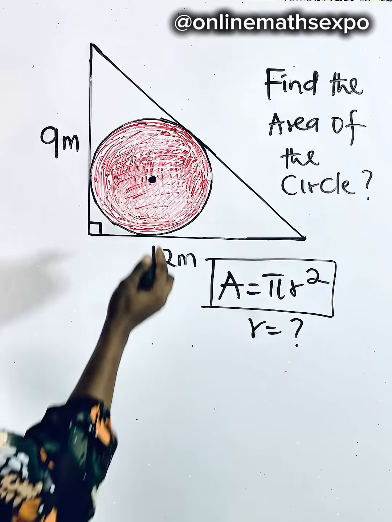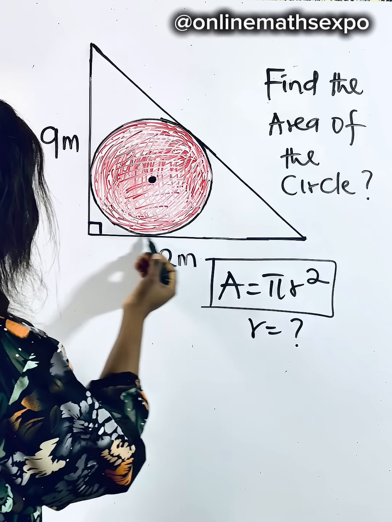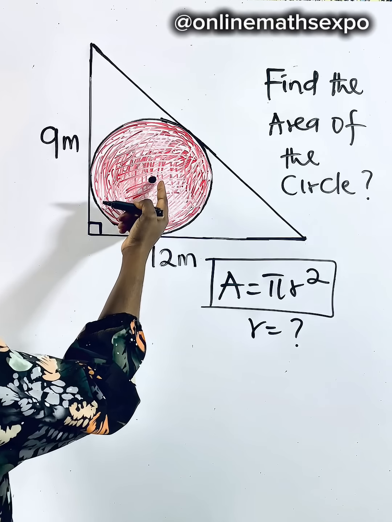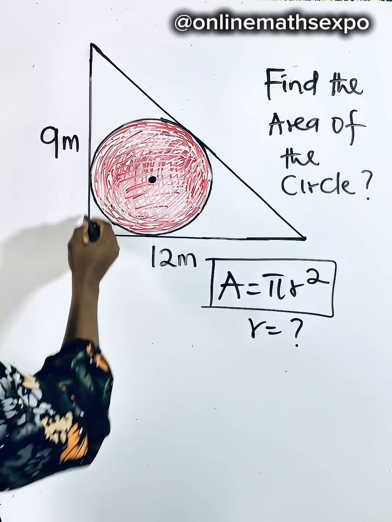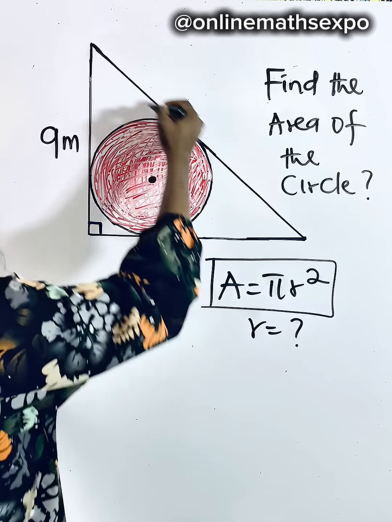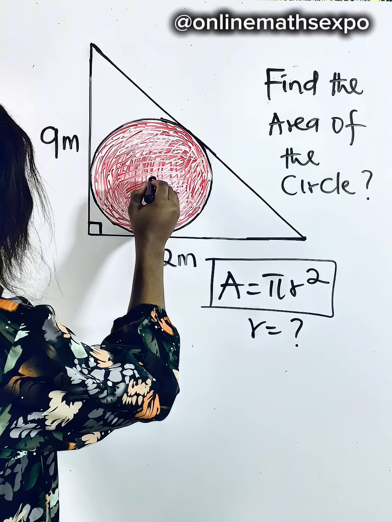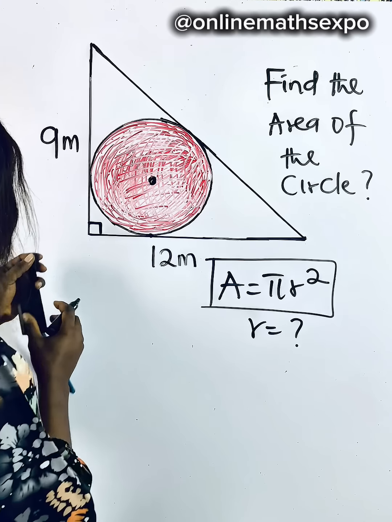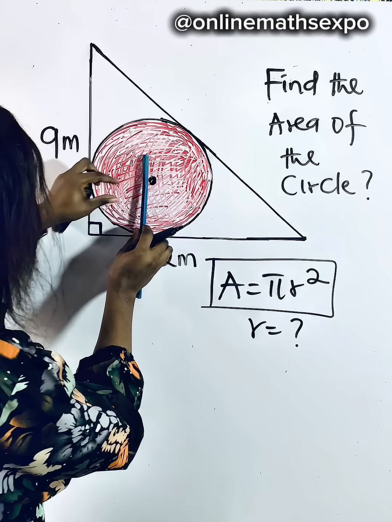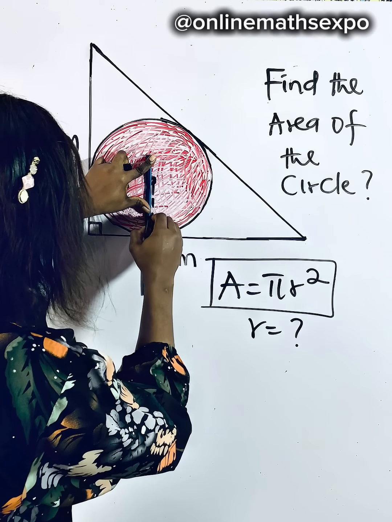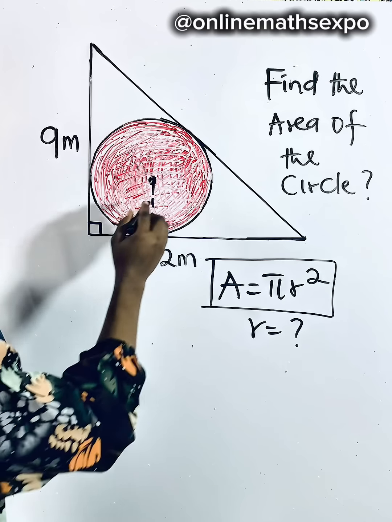We know that this line that touches the circumference at this point is the tangent to the circle. And this is also the tangent to the circle. And this line is also tangent to the circle. So in that case, the line from this center touching this, we can bring it down to get our radius. So this is our radius.